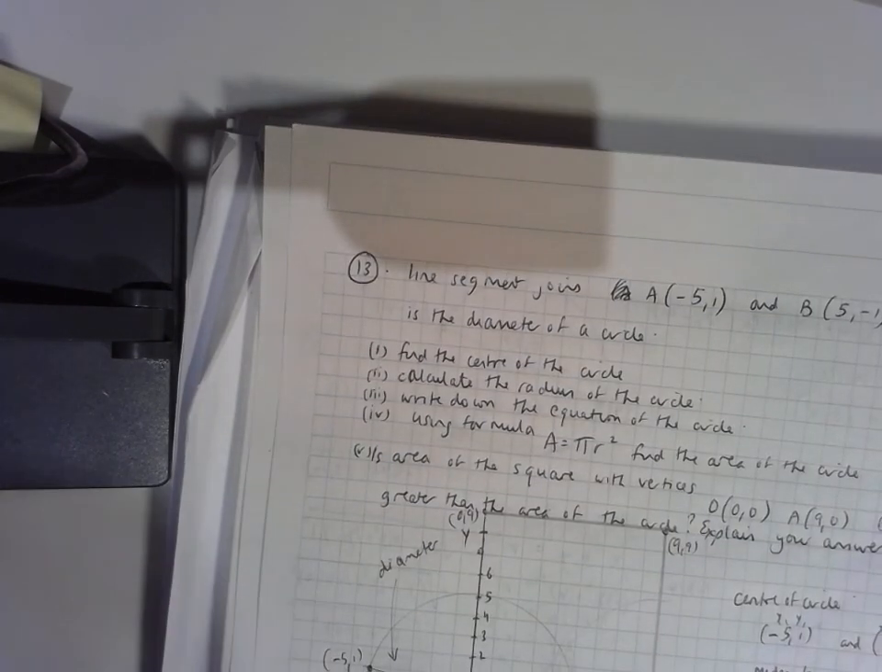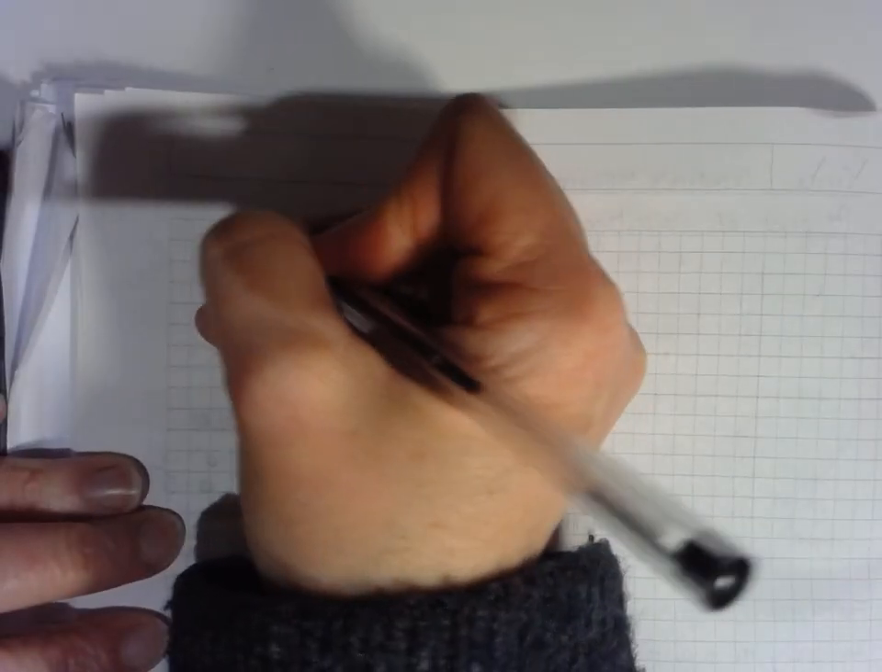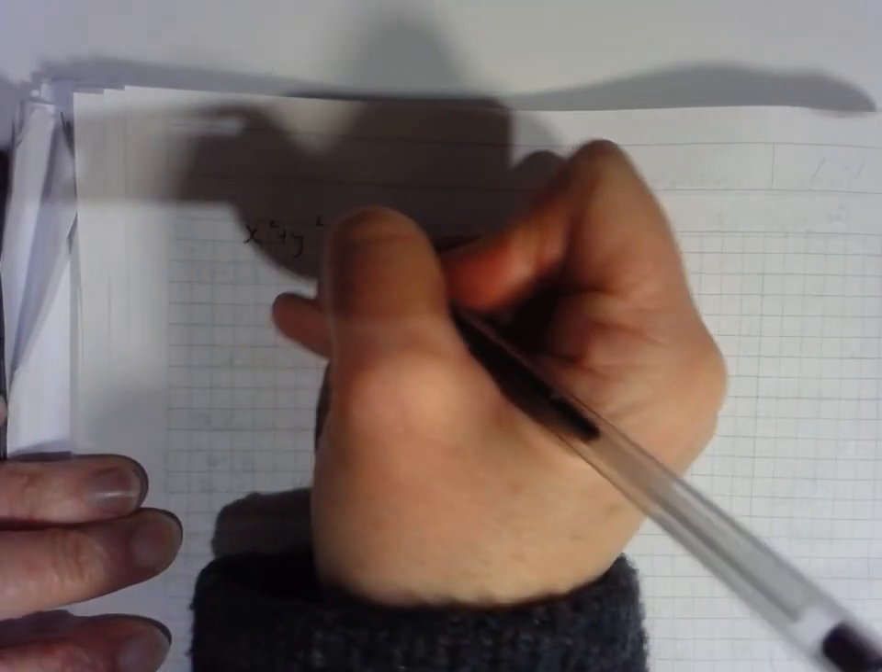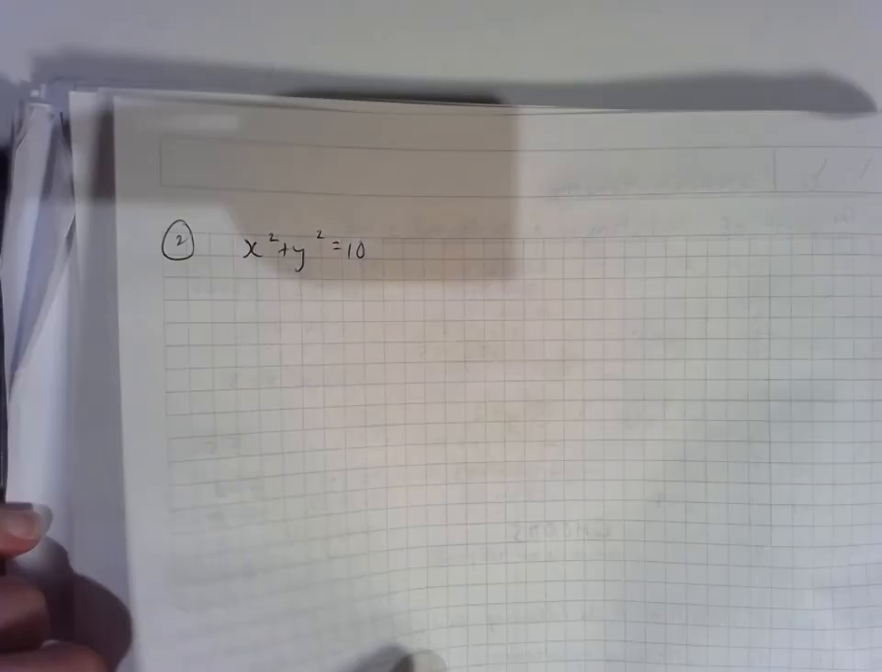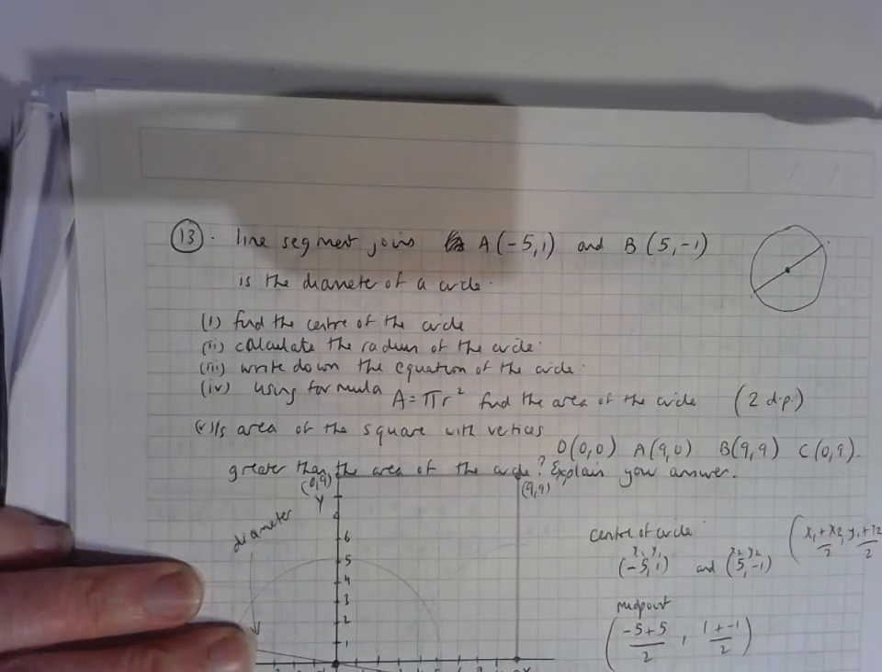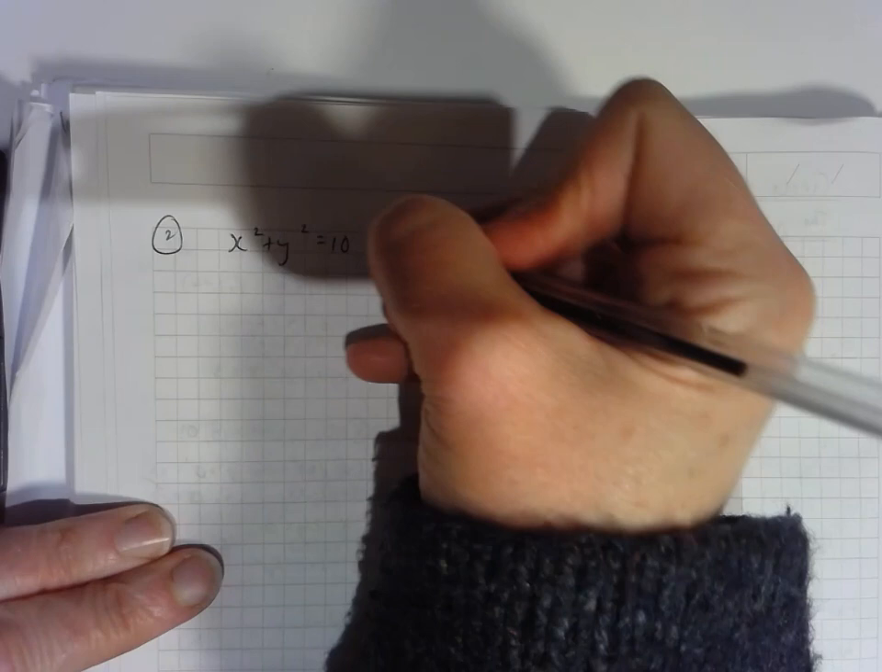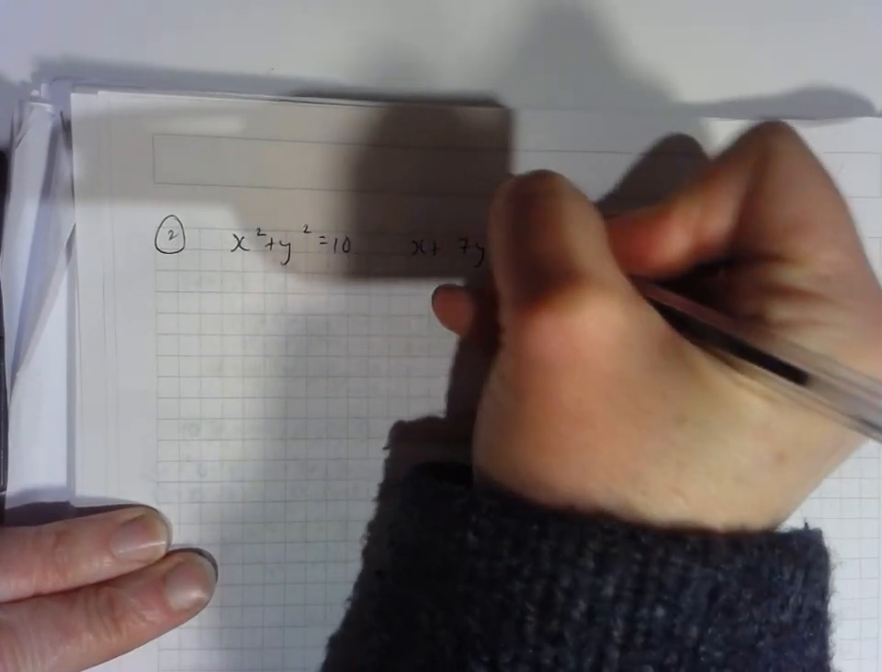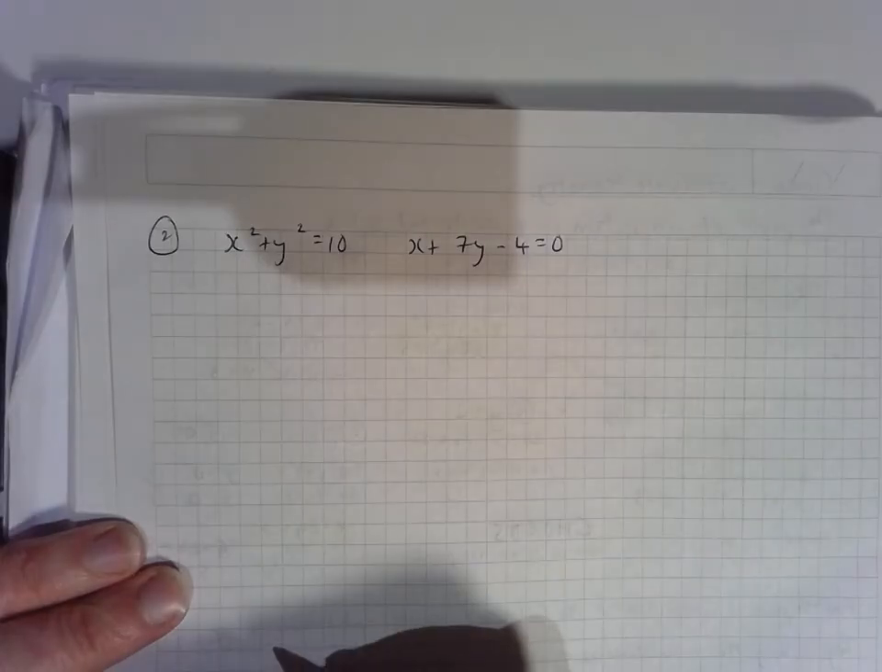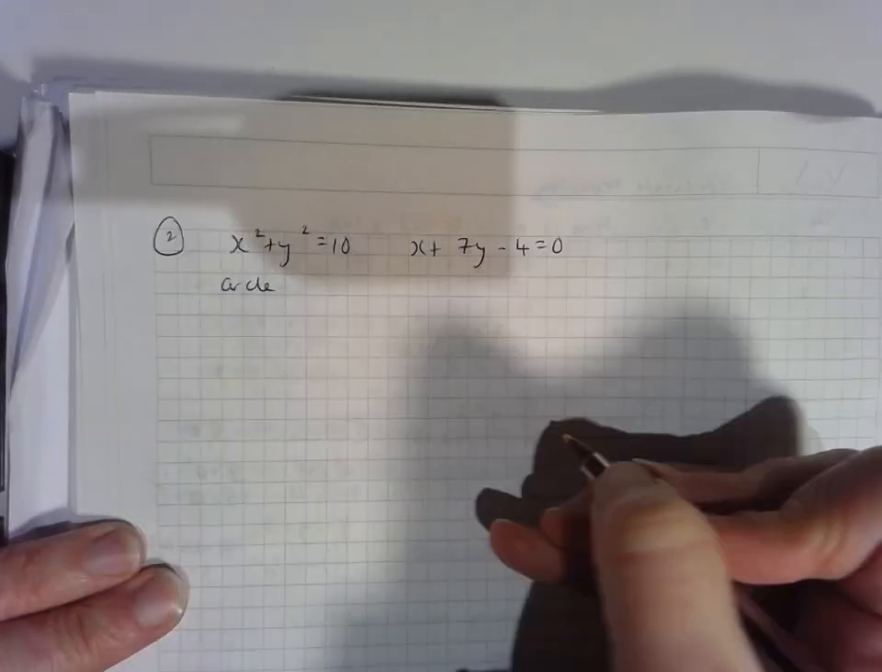So we've got x squared plus y squared equals 10. So x squared plus y squared is equal to 10. And my other one is x plus 7y minus 4 equals 0. X plus 7y minus 4 is equal to 0. Hopefully straight away you say that's my circle and that's my line.